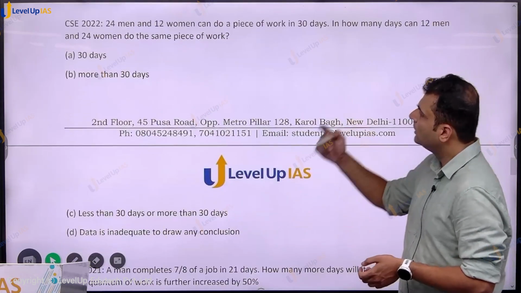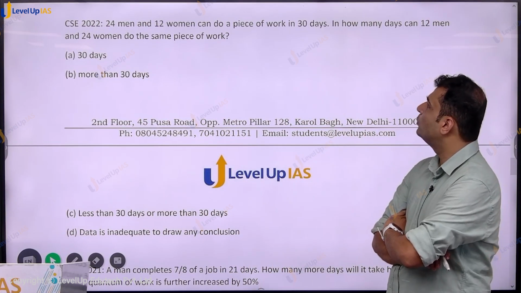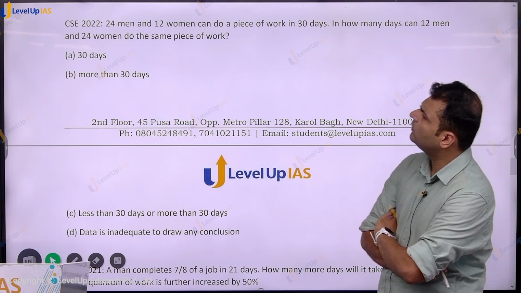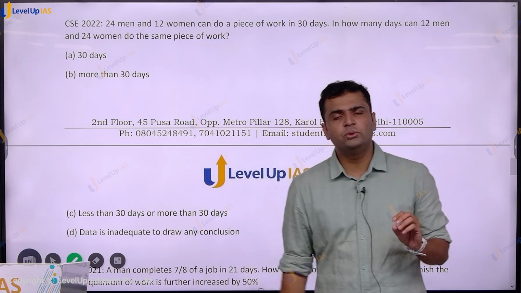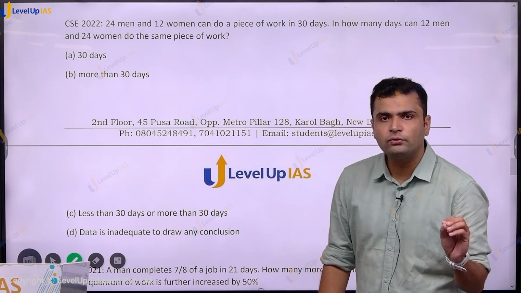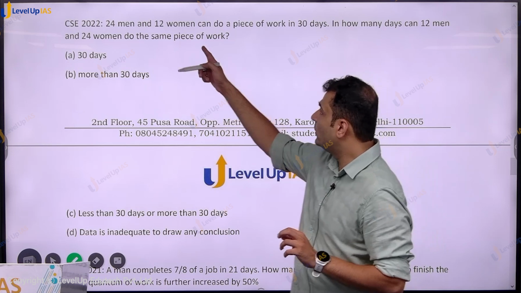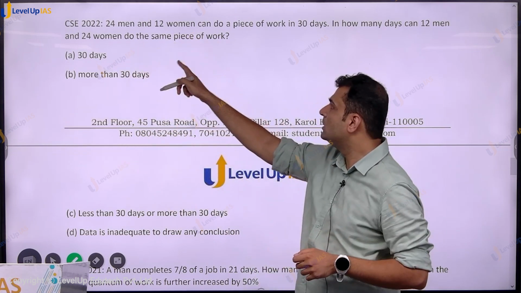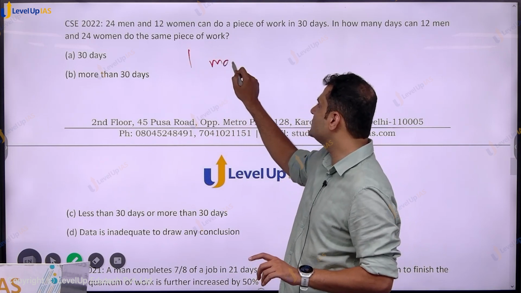Next, CSAT 2022. 24 men and 12 women can do a piece of work in 30 days. In how many days can 12 men and 24 women do the piece of work? Now, I have already told you that we have to always look for how much work one person does in one day. Here they are talking about 24 men and 12 women. We don't want to talk about that. Firstly, we want to talk about how much work one man does in one day.